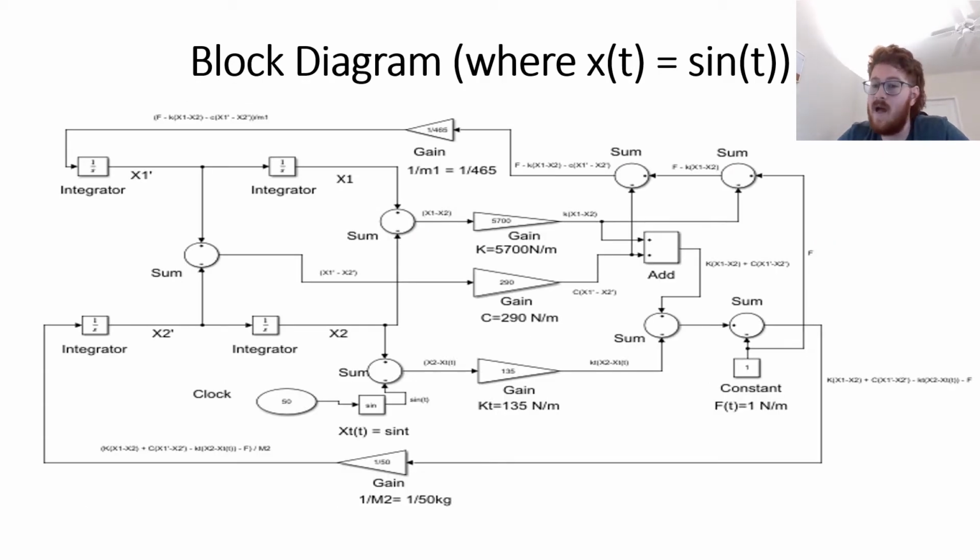So this is the block diagram modeling with X of T equal to sine of T, which we modeled by dividing the first equation by M1 to get X double prime 1, and then divided the second equation by M2 to get X double prime of 2.